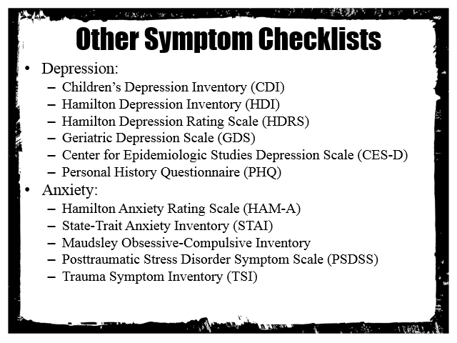Here are some other symptom checklists that exist out there. We've reviewed the Beck inventories. There's also the Children's Depression Inventory if you're measuring depression in children. I've mentioned the Hamilton inventories before. There's also the Geriatric Depression Scale for older people with depression. There's a Center for Epidemiological Studies Depression Scale that's sometimes used. There's the Personal History Questionnaire, which is often used, believe it or not, in primary care clinics.